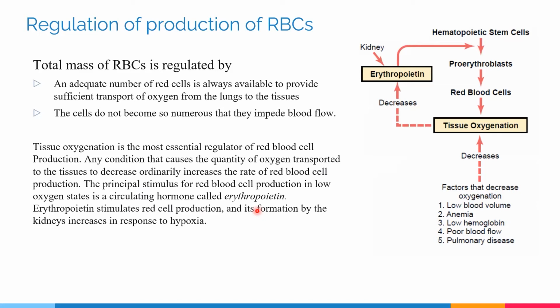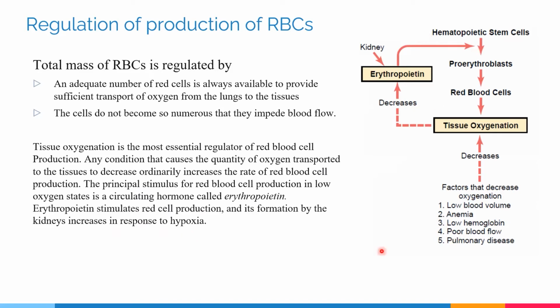Erythropoietin is released by cells in the kidney and is what majorly controls the rate of RBC production. Erythropoietin stimulates red blood cell production, and it is formed by the kidneys in response to hypoxia. Hypoxia is the condition where low oxygen levels are encountered by the body.